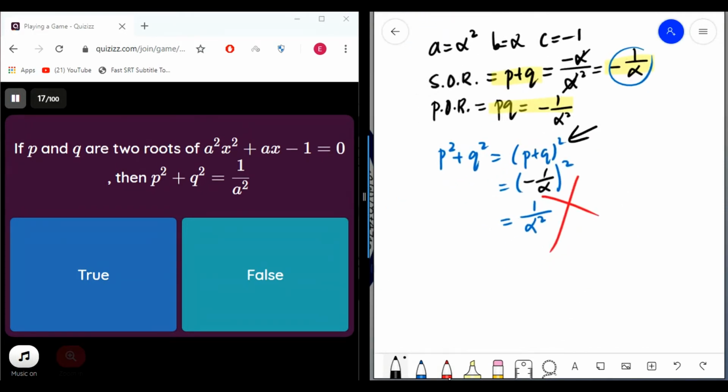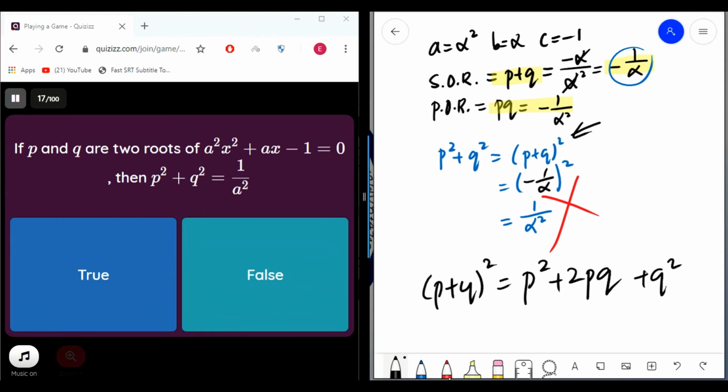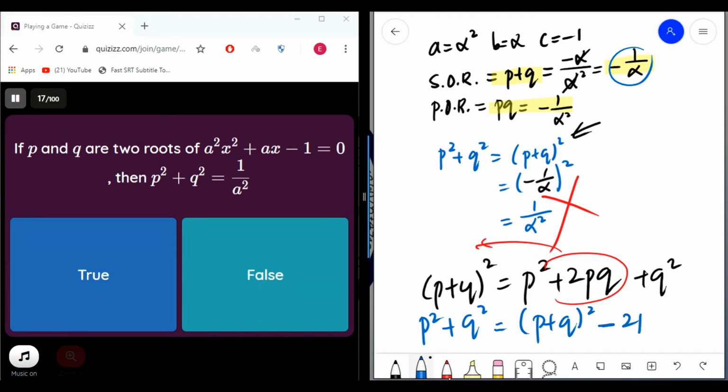If you expand the bracket here, in p plus q squared, you actually get p squared plus q squared at the back, plus 2pq. But we only want p squared plus q squared, right? So we'll move this 2pq to the other side. Like this. p squared plus q squared equals bracket p plus q squared minus 2pq. See the difference? See the difference? We don't have minus 2pq here.